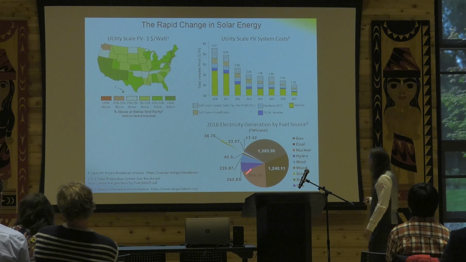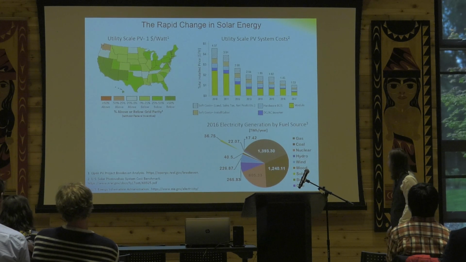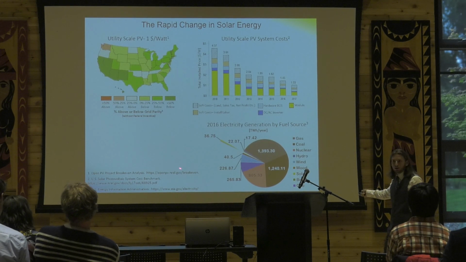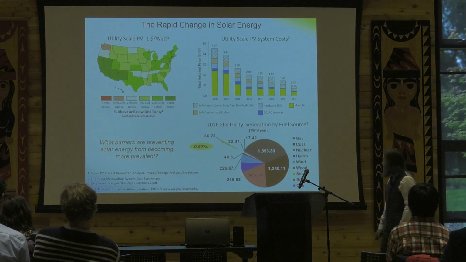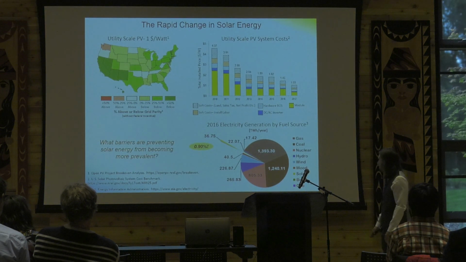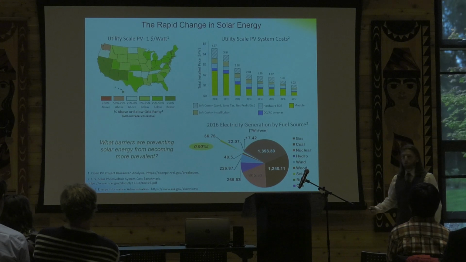But the issue is it's only about 1% of the total electricity generation by fuel source, which, when you look at it closely, is less than wood. We're not getting that much electricity from solar panels as it stands right now. It's about 1% of what's out there. So the big question is, what's stopping solar energy from becoming more prevalent?